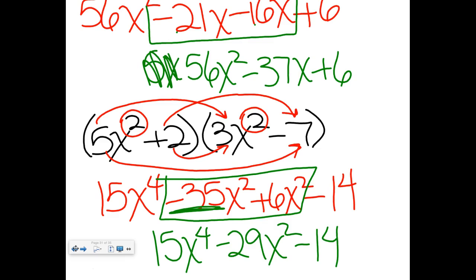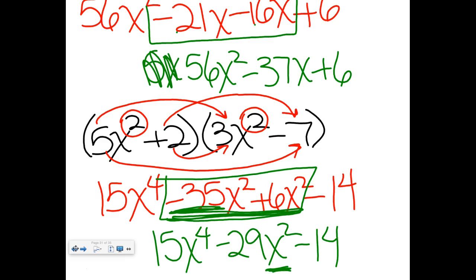Reminder real quickly that this x squared is going to stay as an x squared. Reminder, you don't do anything with problems when you're just combining like terms. If I was multiplying these two, then something else would happen. But because we're just combining like terms, it just comes down as x squared.